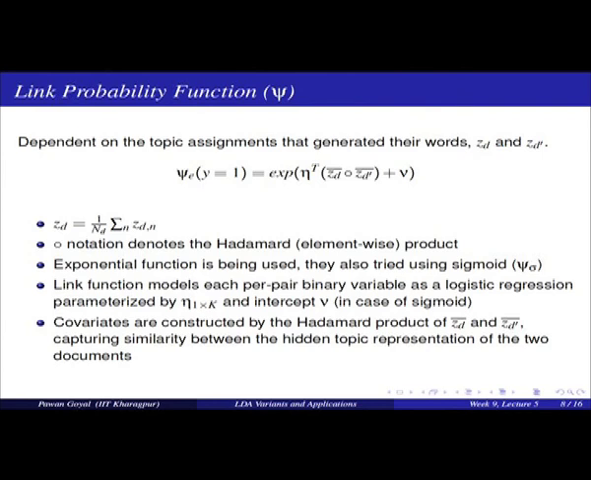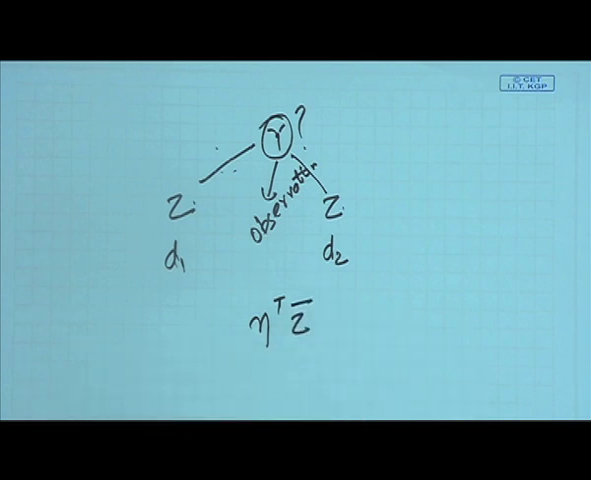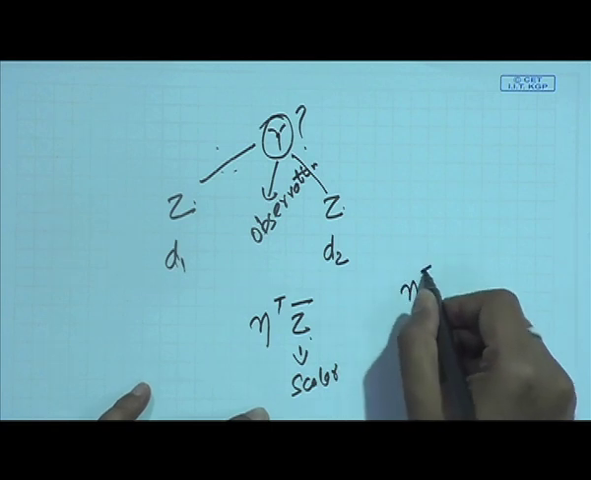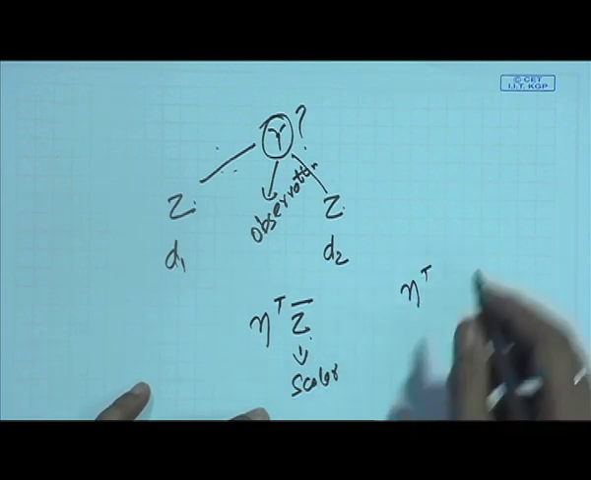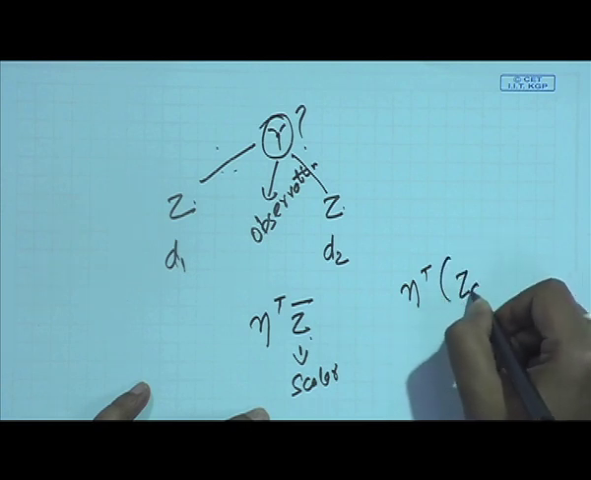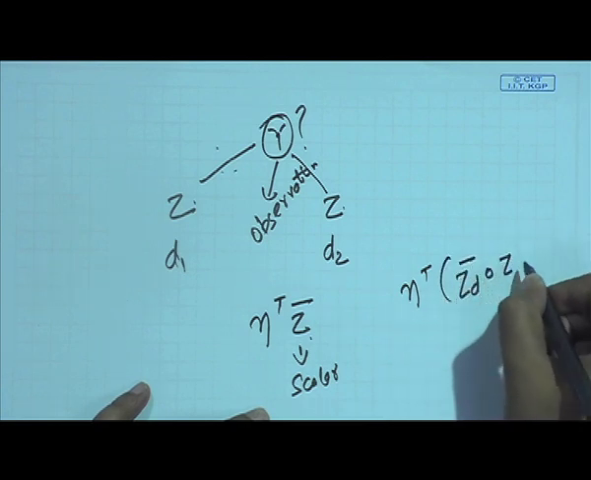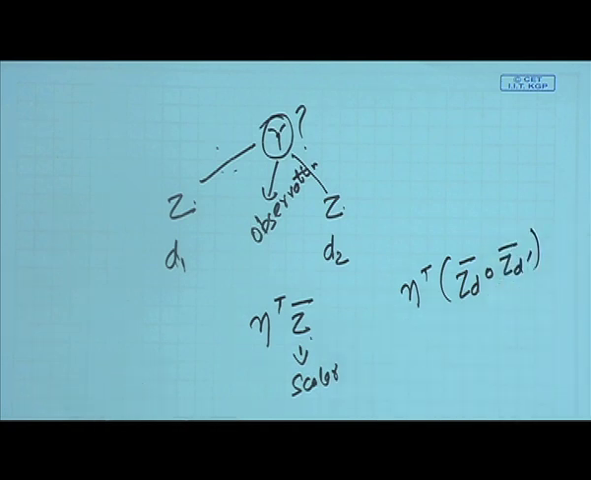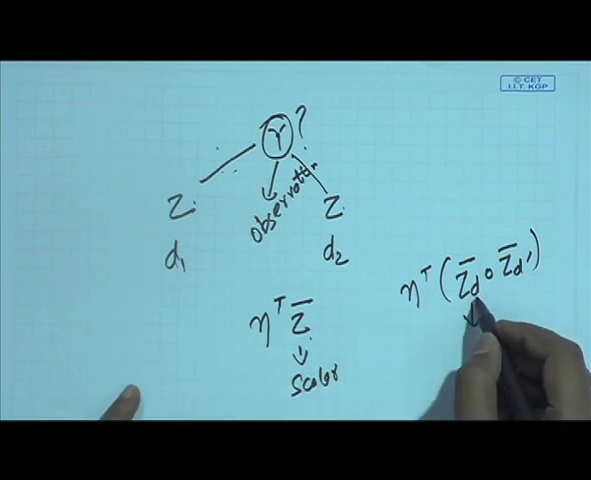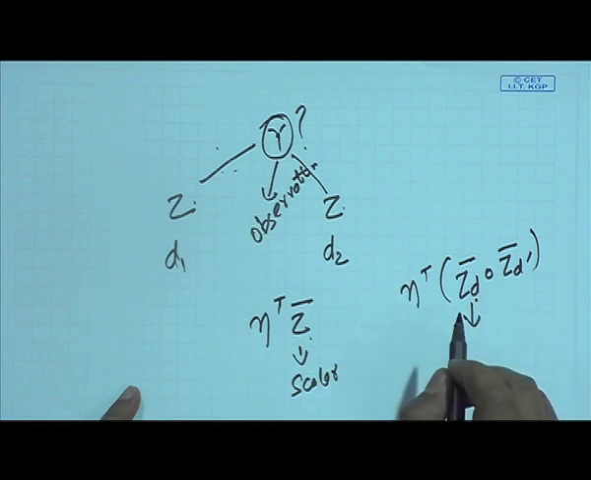Now, what do I mean by that? So, remember in the supervised LDA model also we did eta transpose Z bar, right, and this gave me a scalar. Two vectors you are multiplying, they are giving you a scalar. They have the same dimensions. Right now, here also you have eta transpose, same dimension as the number of topics, and you are multiplying it with Z d bar Hadamard element-wise product with ZD prime bar. Now what are ZD and ZD prime? ZD is the topic probabilities in document D, okay, and this is in document D prime. Again they are vectors.